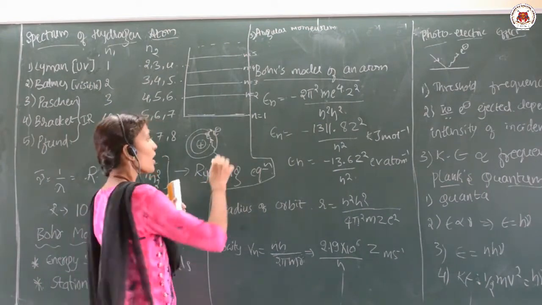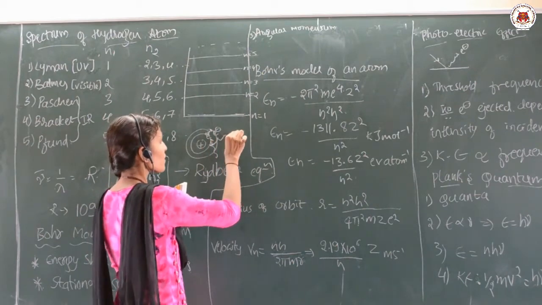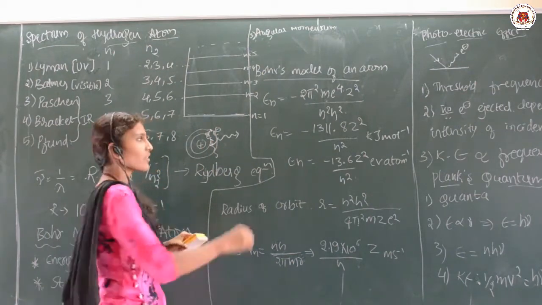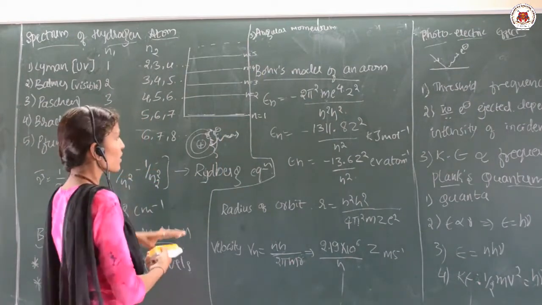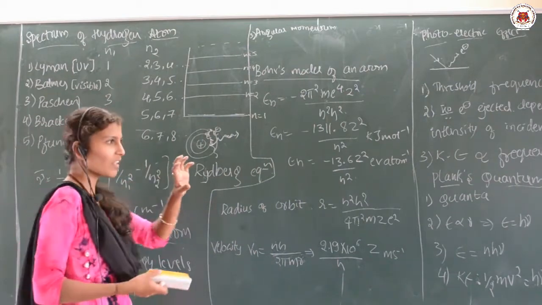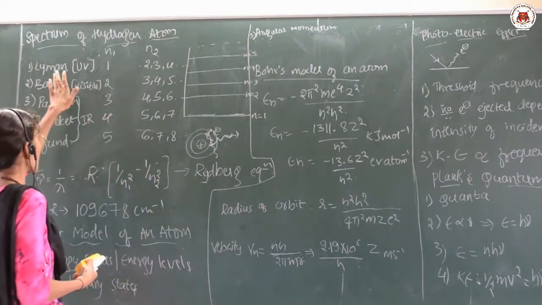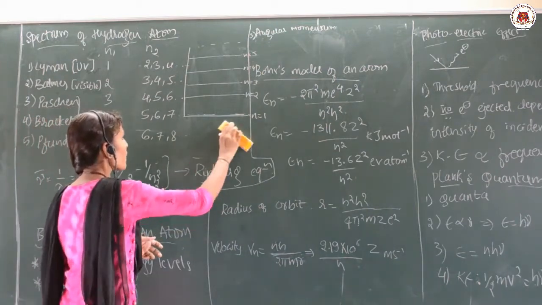After some time the electron jumps back to the previous level by emitting certain radiation, and this radiation occurs in the form of lines. That is nothing but the line spectrum of hydrogen, and those lines are categorized into 5 series: Lyman, Balmer, Paschen, Brackett and Pfund. See here how these are formed.